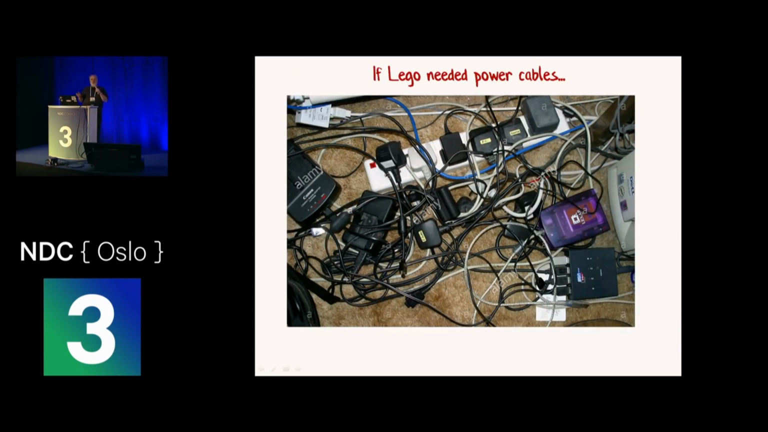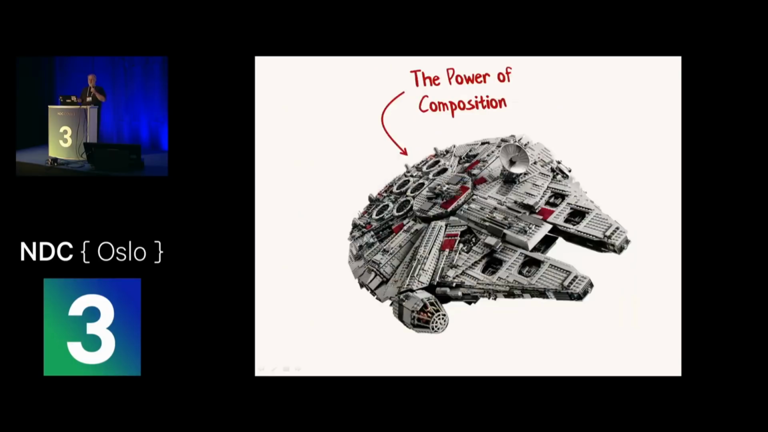So if each Lego piece had a power cable, you'd end up with some sort of horrible mess like this. So the very fact that Lego pieces don't have power cables, they don't have strings, they don't depend on anything outside the piece. The pieces are completely self-contained, right? That's a really important principle. Because if they weren't self-contained, they wouldn't be reusable, they wouldn't be composable. So there's the power of composition with Lego.